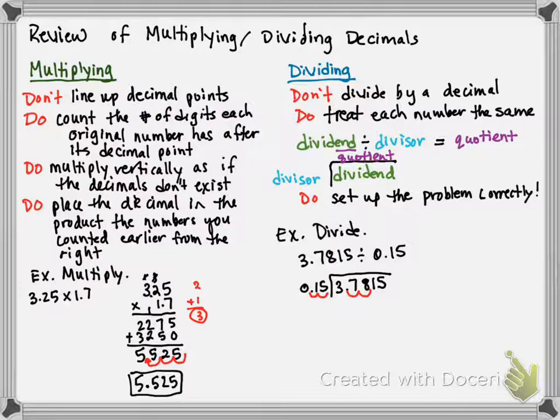Now, the decimal point no longer exists between the 3 and the 7. It exists between the 8 and the 1. So I'm going to bring it straight up. So I'm going to rewrite that problem cleanly. And now the problem is 15 dividing into 378.15.